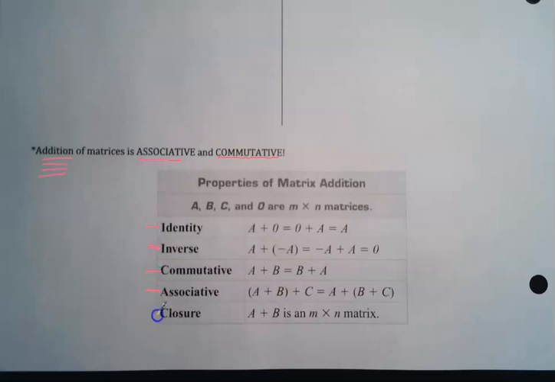And then we have this closure property that just says A plus B is an M times N matrix. It's going to be a closed matrix when we add them together. It's going to have dimensions that are closed in brackets. That's all that it means. So we've kind of talked about all of these. Commutative means we can add in any order. Associative means we can group them. We can add A and B and then add C, or we can add B and C and then go back and add A. That's our associative. But addition is both of those things.